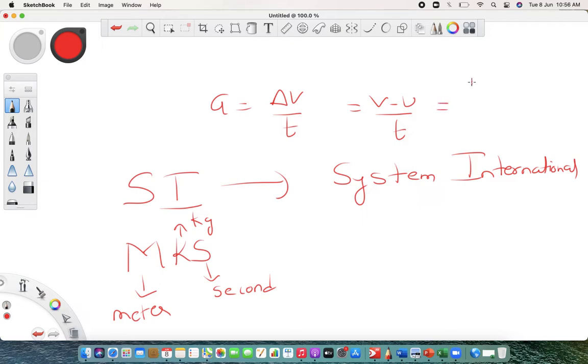So now velocity is what? Meter per second, and time is second. So the unit of acceleration is meter per second square. Sometimes they also write it like m s raised to minus 2. Why? Because of the power when you take it up. So this is the SI unit of acceleration.